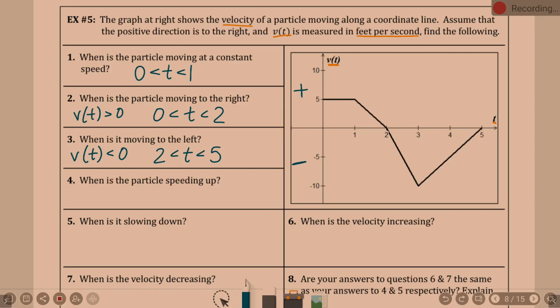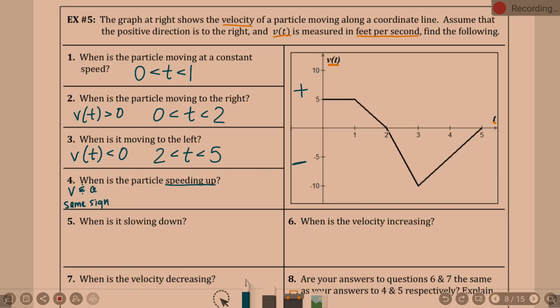When is the particle speeding up? From time 2 to 3. And why is that? Because both the acceleration and the velocity are negative. Remember we just talked about this on that previous chart, page before last. When something is speeding up, that's when velocity and acceleration have the same sign. So we're looking for either velocity and acceleration to both be positive or both be negative.